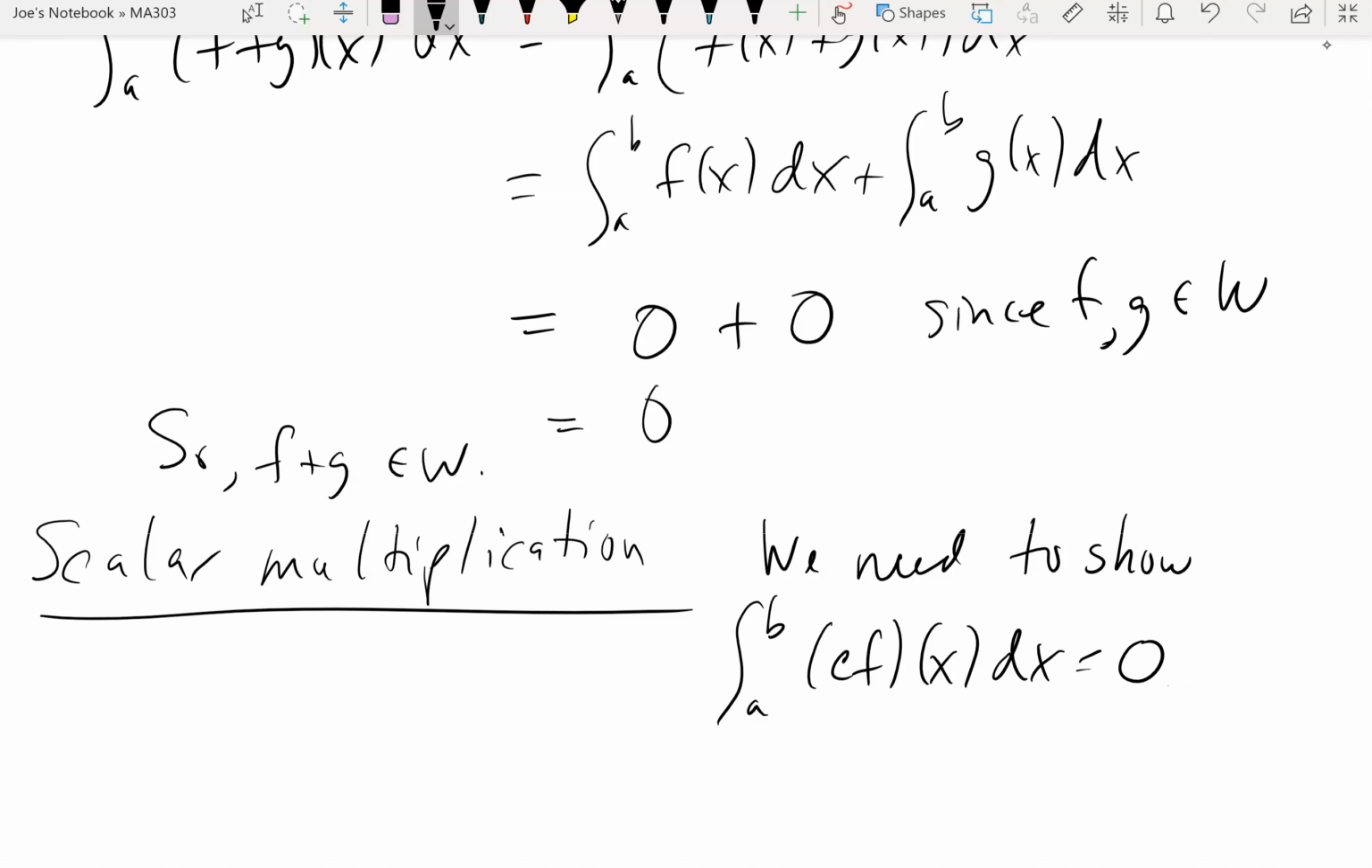This is context specific to this problem, right? This is how you get into W. You integrate the function over the interval from a to b, you get 0. That's how you get membership into W. If you don't have that ID card, they won't let you in the door. Right? Okay. So this is just a notation for the scalar multiplication of the function. Scalar times the function, when we integrate it, we still have to get 0.